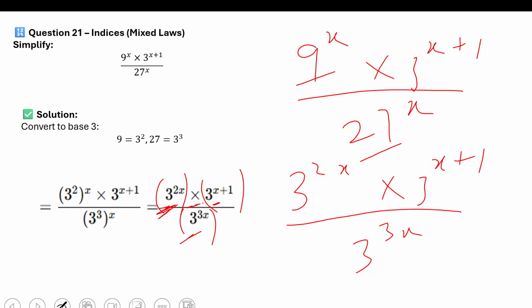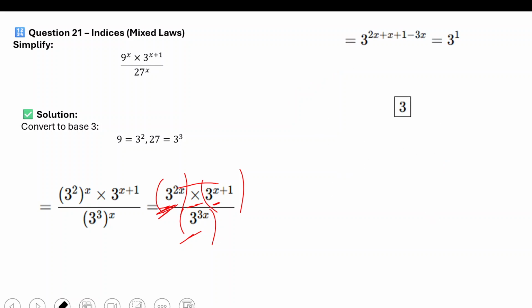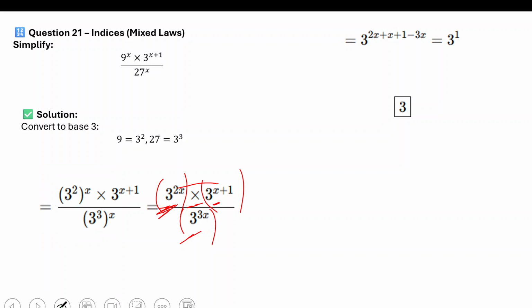So for multiplication, you add the powers; for division, you subtract the powers. We're going to see how that will play out. We're going to be dealing with the powers, and you see everything here. By the time the simplification happens, 2x plus x will give us 3x. So this 3x will cancel this minus 3x, and I have 1 remaining at the power, and 3 to the power 1 is 3.